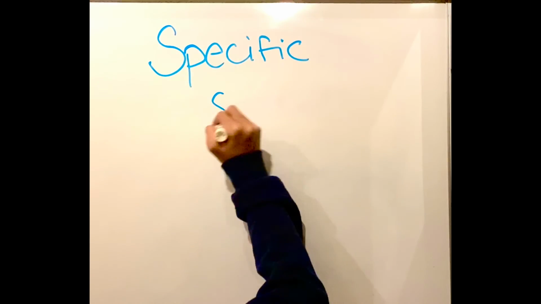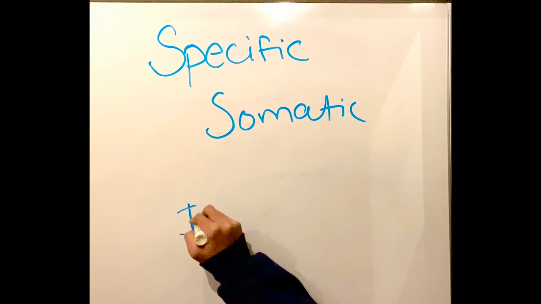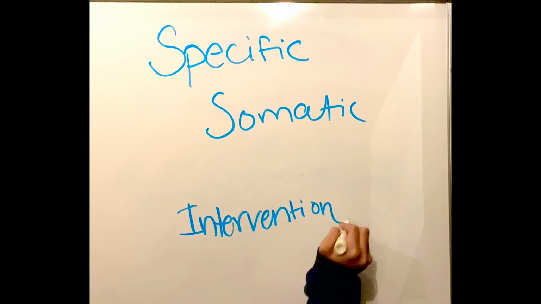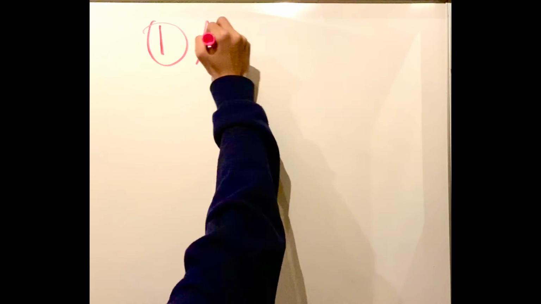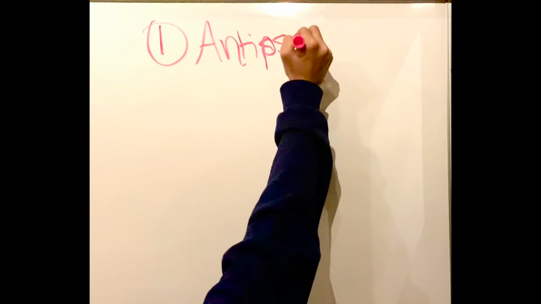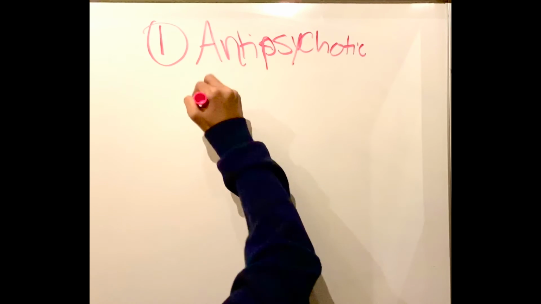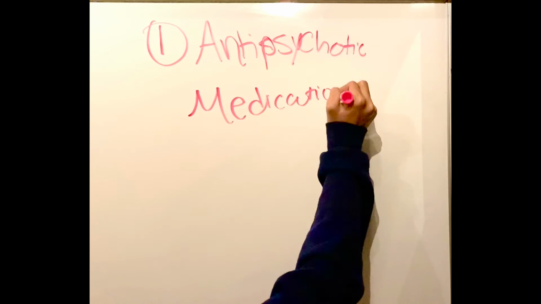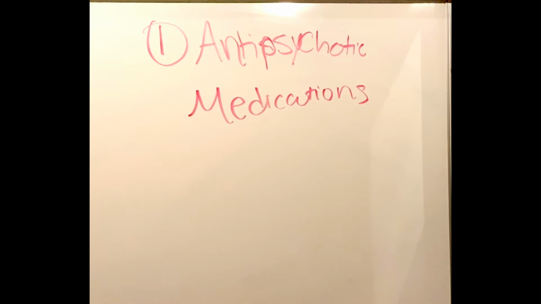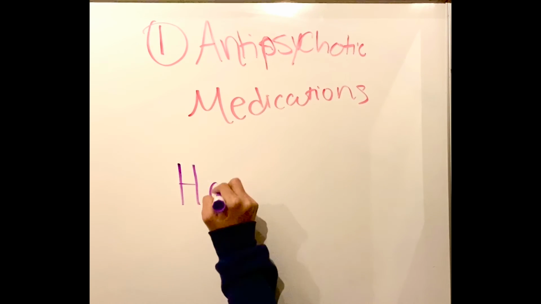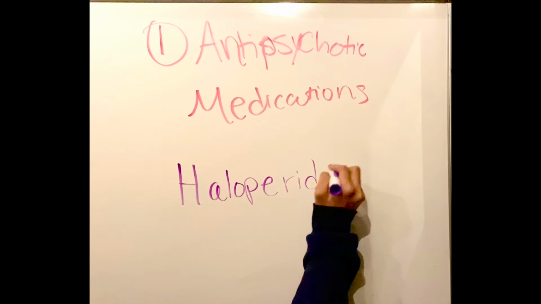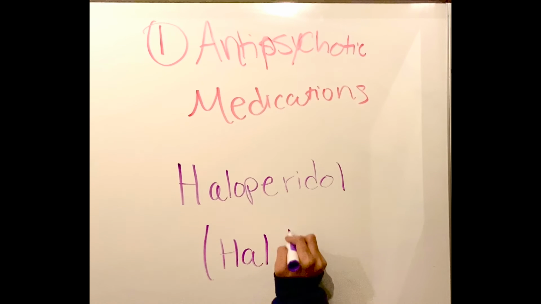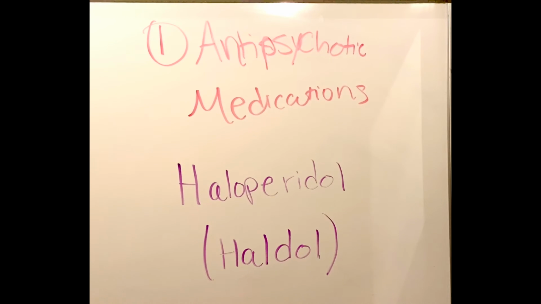Specific somatic interventions are the medications used to treat delirium. An example of an antipsychotic medication is haloperidol, which is known as Haldol. This is provided for agitated patients and is more reliable for absorption. Haldol may be administered orally, intramuscularly, or intravenously. Intravenously is considered superior to orally because of how fast it is absorbed.